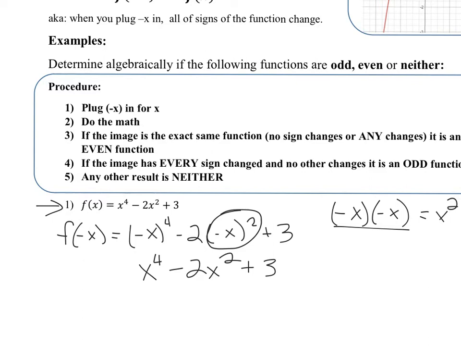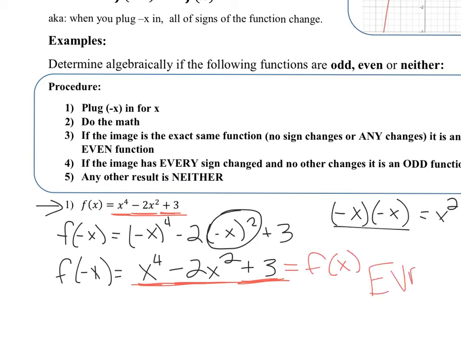All right, so then we look at f of negative x. How does it compare to the original? You look at this one, you look at this one. X to the fourth is the same. Negative 2x squared is the same. And 3 is the same. Since all of them are the same, that means it's the same as the original. So that means this is an even function. Done. That's all there is to it. For the next one, let's make it a little bigger.